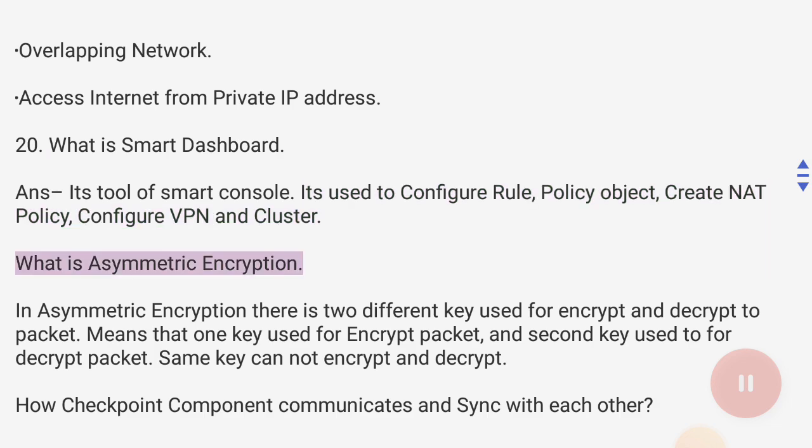What is asymmetric encryption? In asymmetric encryption, two different keys are used to encrypt and decrypt a packet. This means that one key is used to encrypt the packet, and a second key is used to decrypt the packet. The same key cannot encrypt and decrypt.